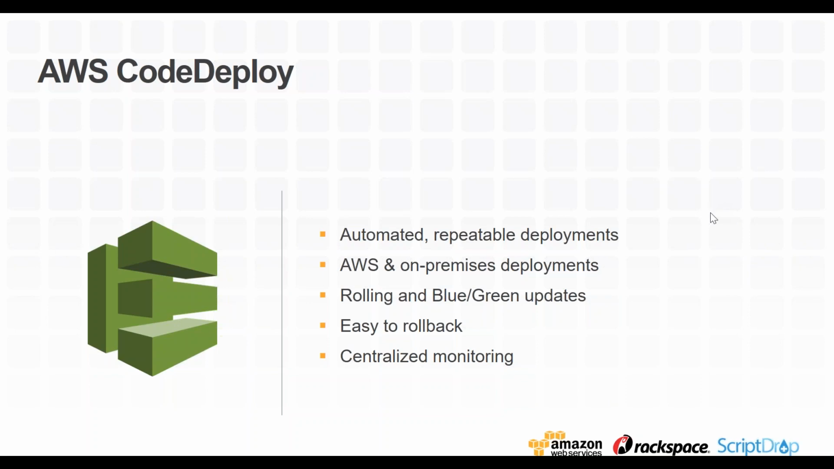It provides rolling and blue-green updates, so you can roll out to partial machines, or you can set up a whole new one and switch over. It's easy to roll back and has centralized monitoring, which is critical in a CI/CD operation. When that monitoring happens, when the flags go off, you're able to roll things back. So that gives you a little bit of overview on the DevOps tools that AWS provides.